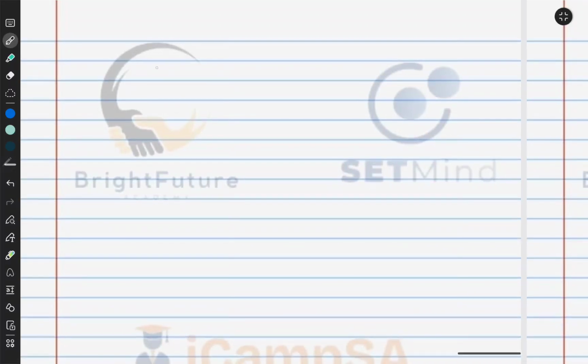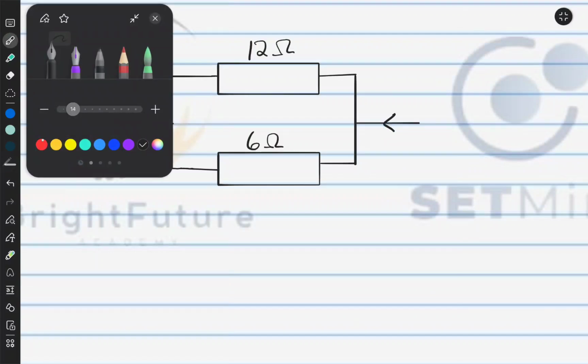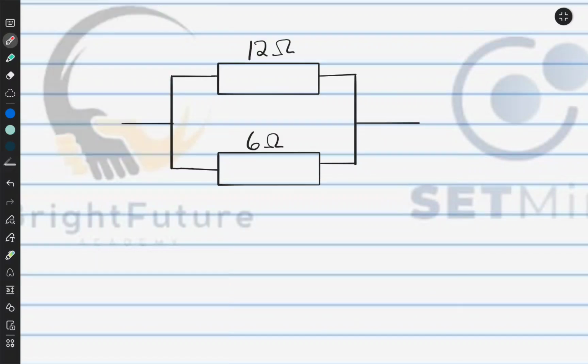We have a situation like this. You have I total coming in here. Let's use red as usual. There's my total current coming in here, and then it splits. It gets to this junction and it splits. You have I1 going here, and then I2 going there. We're trying to find I2.